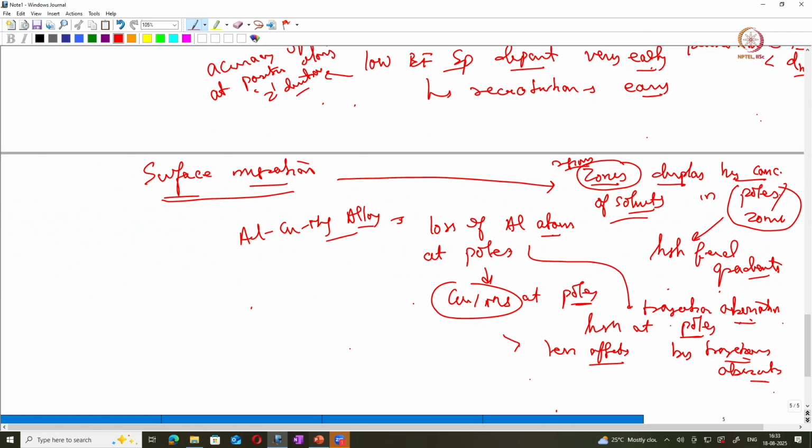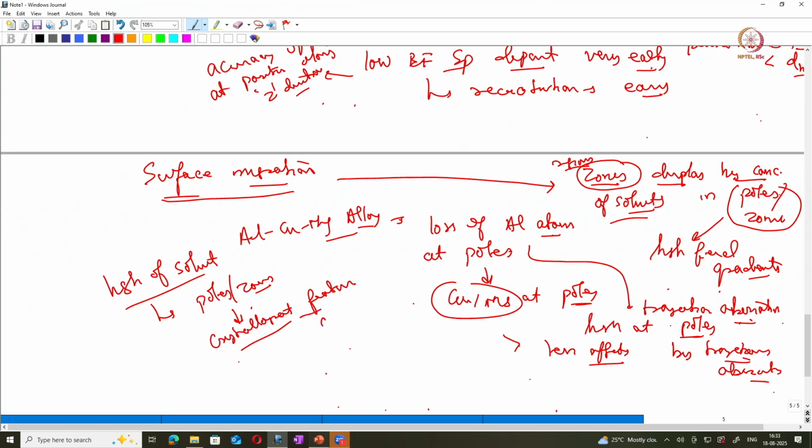So usually the high concentration of solutes is seen in the poles and zones. It means that these are related to the crystallographic features. And in steels we see that some of the solutes get surface migrated to these poles. And this is related to your surface migration.